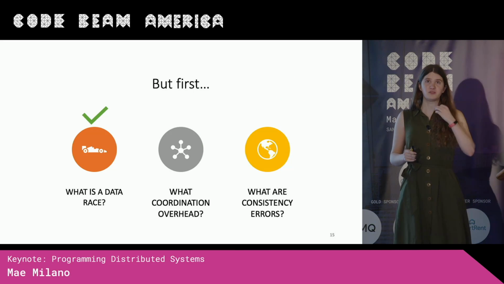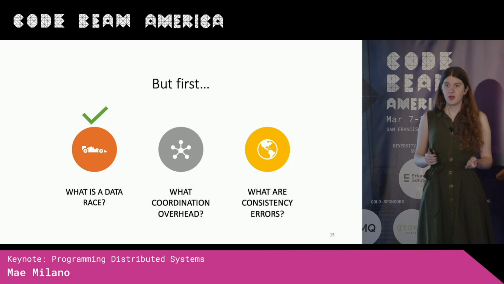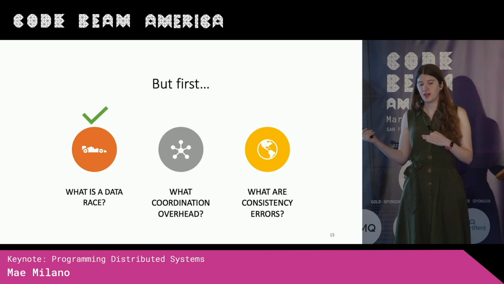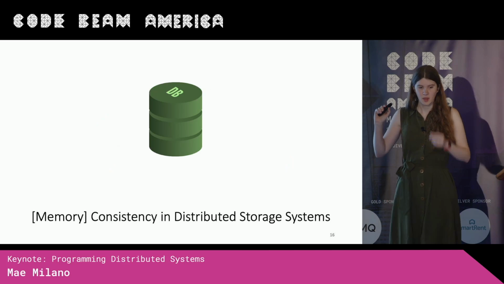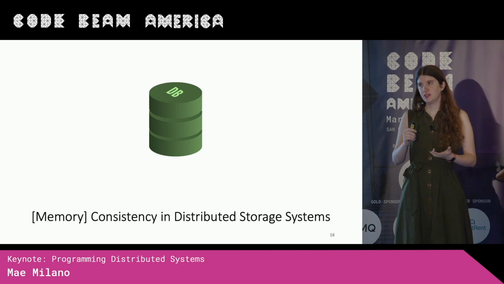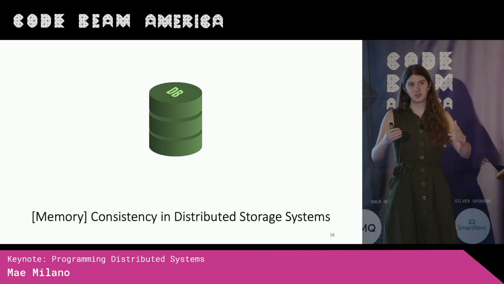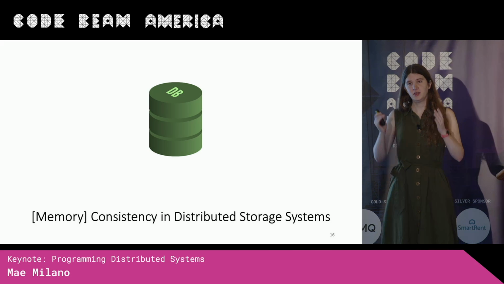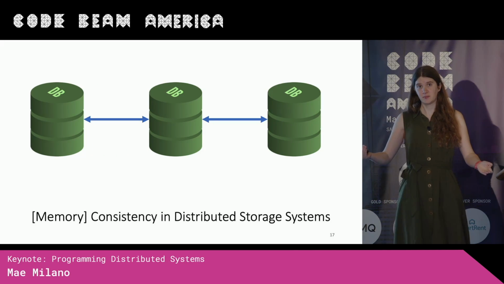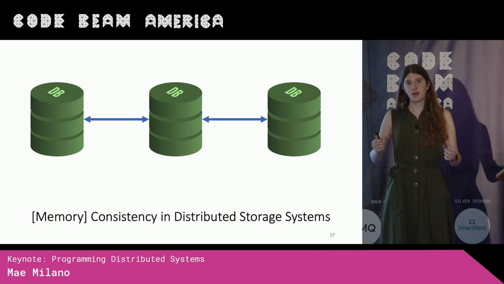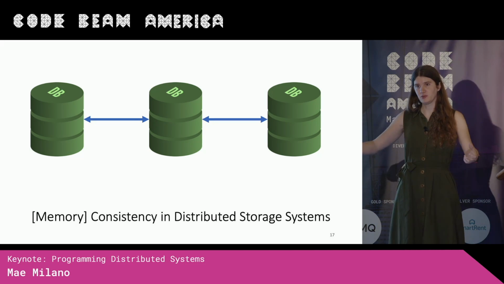For now, we've defined what our data race is. Now let's talk about what coordination overhead is and how it can lead to consistency errors, or vice versa. So when I'm talking about consistency in this talk, I'm going to be talking about the analog of shared memory consistency that occurs in distributed storage systems, in particular replicated distributed storage systems, where instead of having one database, I have multiple copies of that database on different machines.